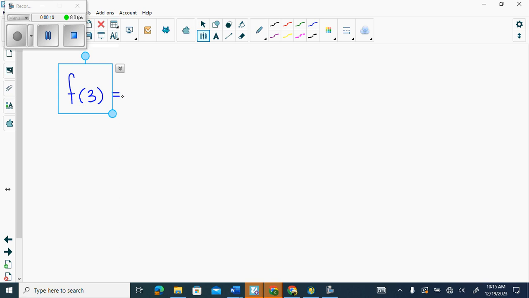Okay, so if my f of x was x plus 6, we would now get 3 plus 6 equals 9, and I got a new coordinate. The answer is 9. That is my output, but I actually got a coordinate as well, (3, 9) on the graph of f. Yeah?